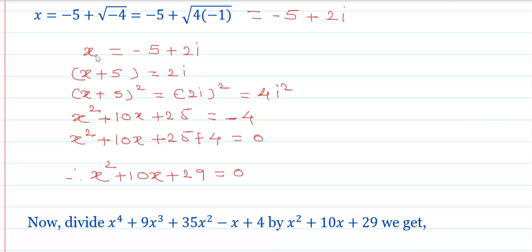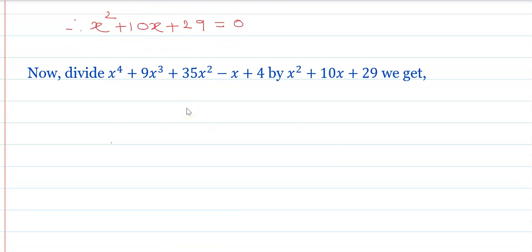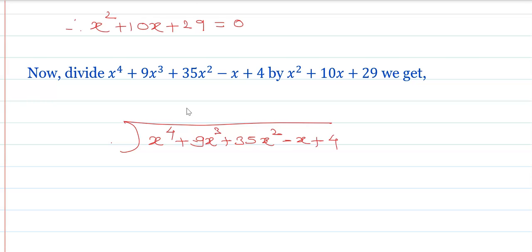Again x raised to 4 plus 9x cube plus 35x square minus x plus 4 is divided by x square plus 10x plus 29. Okay, now see this here. Now the division, x raised to 4 plus 9x cube plus 35x square minus x plus 4 is divided by x square plus 10x plus 29.